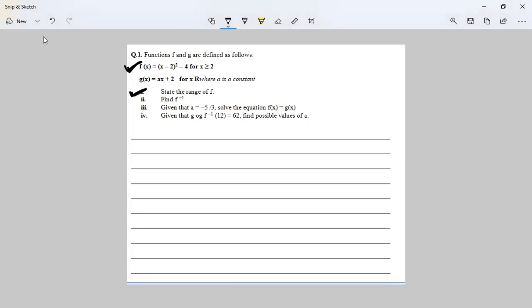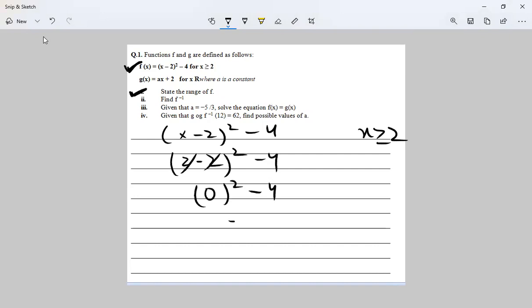Now see the objective of part 1: state the range of the function. How will we work? The range means the result, that is (x minus 2) to the power 2 minus 4. This is f of x. What is the condition? x is equal to 2. When I insert 2 in the given function, we get 0 to the power 2 minus 4. It means minus 4 is the final result. That is f of x, and we know that f of x means y means range.